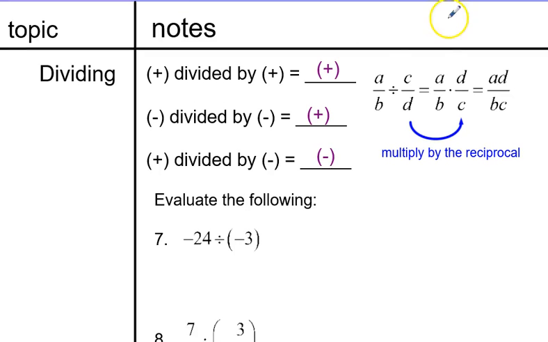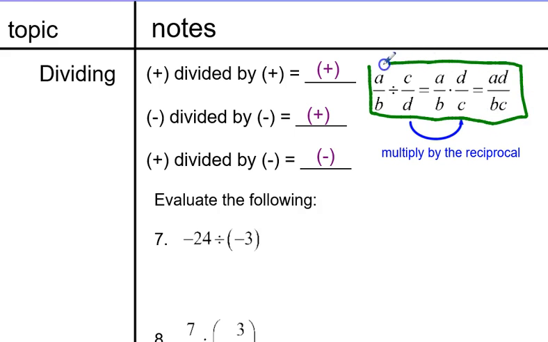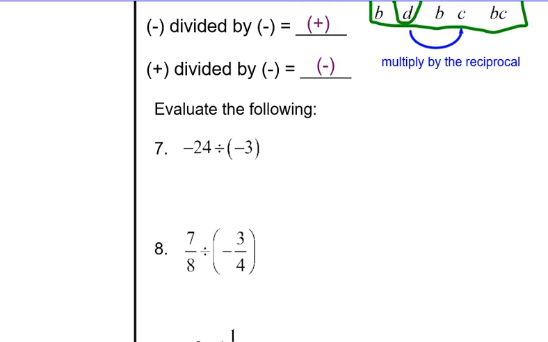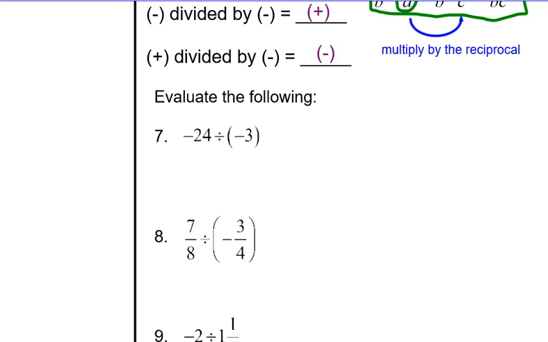Now with dividing by fractions, it's a little bit different. If we divide A/B divided by C/D, we multiply by the reciprocal. So we flip the second fraction. We flip C/D to D over C, and then we multiply top and multiply bottom. All right, so that'll be helpful. And we'll have an example coming up here on number 8. Let's do number 7 first.